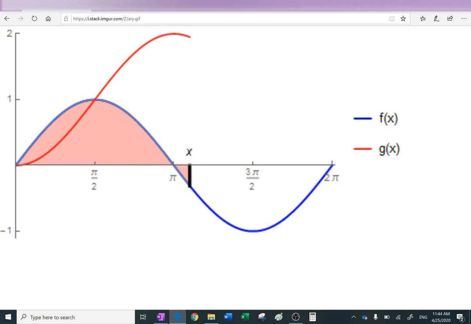Then, this is the cool part of it. I can make x anything I want from A to B. Or maybe even send x to infinity.